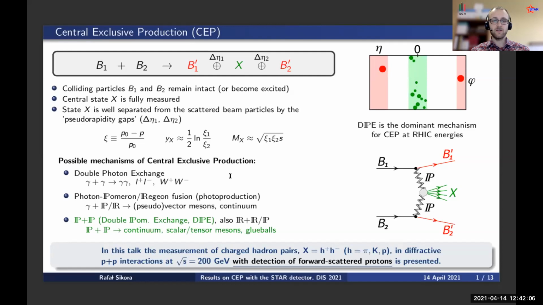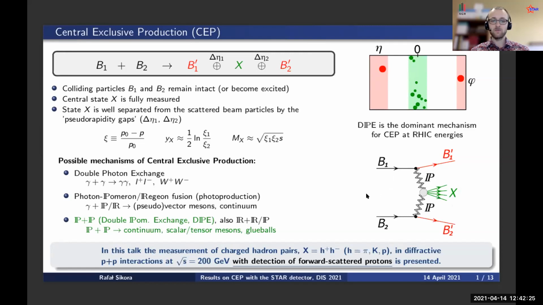We can generally divide the production mechanisms into three cases. The first one, the double photon exchange. The second, the photoproduction, photon pomeron. Or the third one, fully hadronic, the double pomeron exchange. That is the topic of our main study.